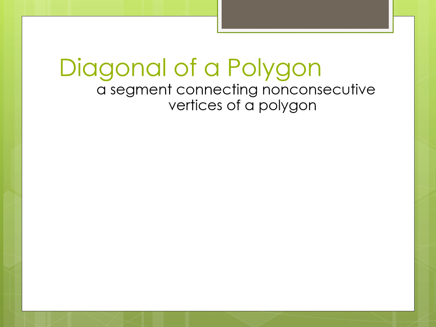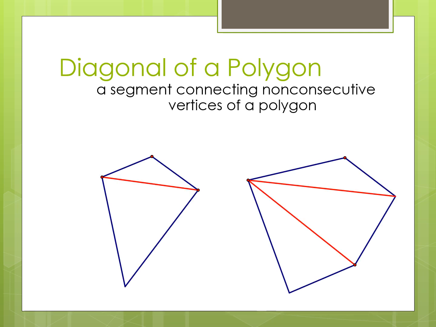Diagonal of a polygon: a segment connecting non-consecutive vertices of the polygon. So we could choose this one, this one is one of the vertices that we have, this one here, another one, this one here is one of the vertices. Then take note that if we're going to connect the diagonal of a polygon, it must be non-consecutive.